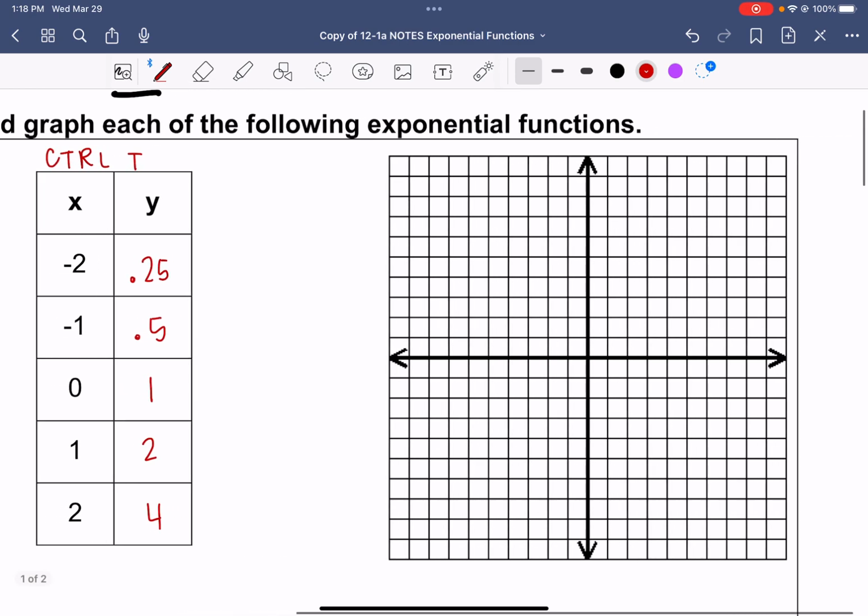Okay, and then I want you to graph these. So we have (0, 1), (1, 2), and then (2, 4), then (-1, 0.5), and then (-2, 0.25), so something like this. Okay, so then we have this graph, this beautiful graph. It should look like this when you graph it.